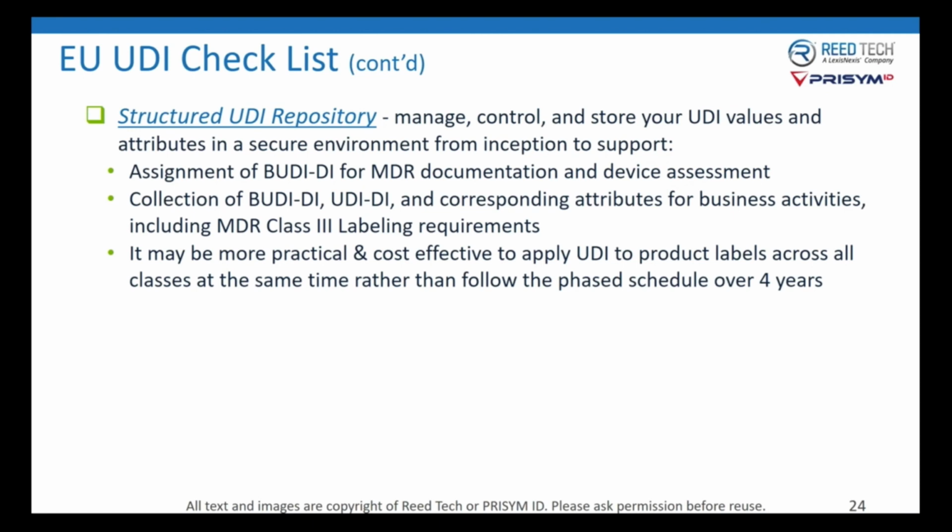Now, the next checkbox is this structured UDI repository. So you want to start managing and controlling your UDI values for business reasons, even before you need to submit them. So keep track of your buddies, start collecting attributes, and then define the children device identifiers that are inside that family. You might find that this becomes a good way to start collecting that, making sure it's in a structured fashion rather than on someone's spreadsheet on their laptop somewhere.